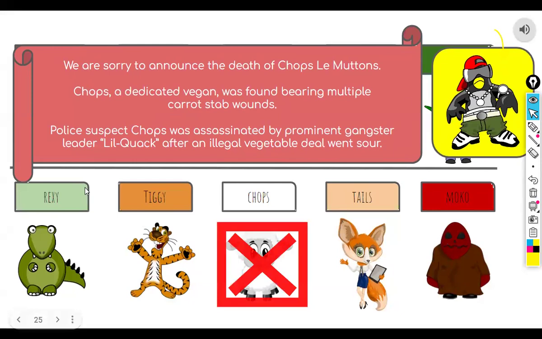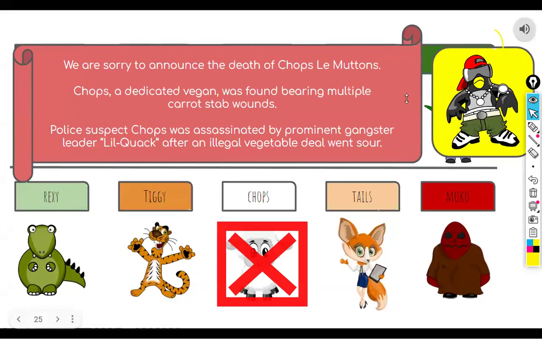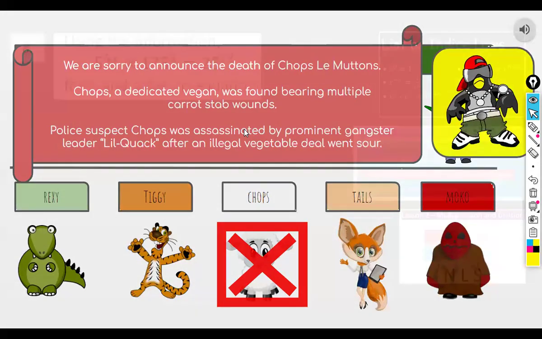Anybody out of the game? Did anybody choose Chops at the beginning of the game? If you did, you are out. Of course, you can still participate, but check little Quack here with his little gangster clothes. Oh, Sharazim, you're out. Lord.